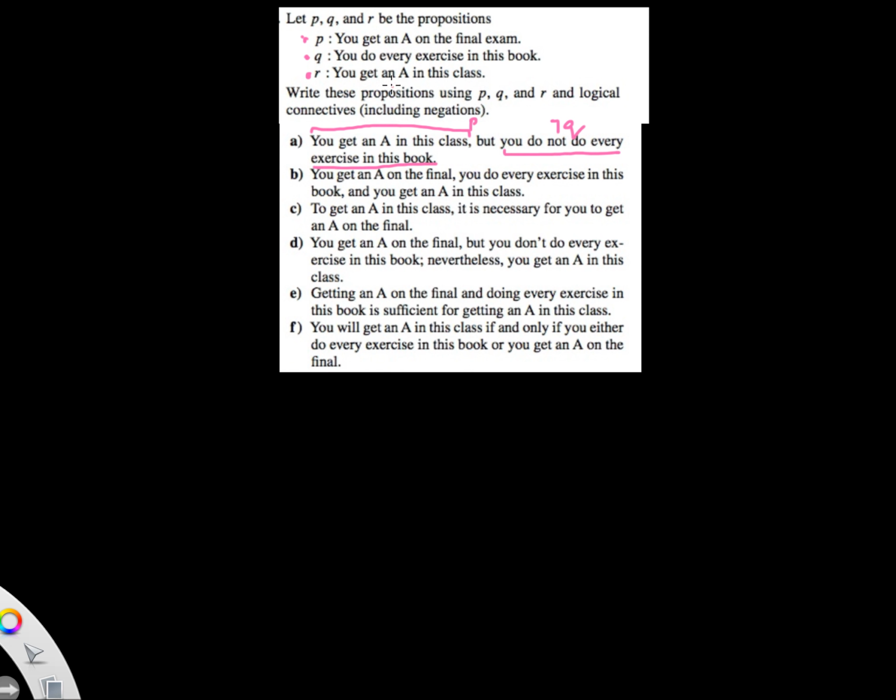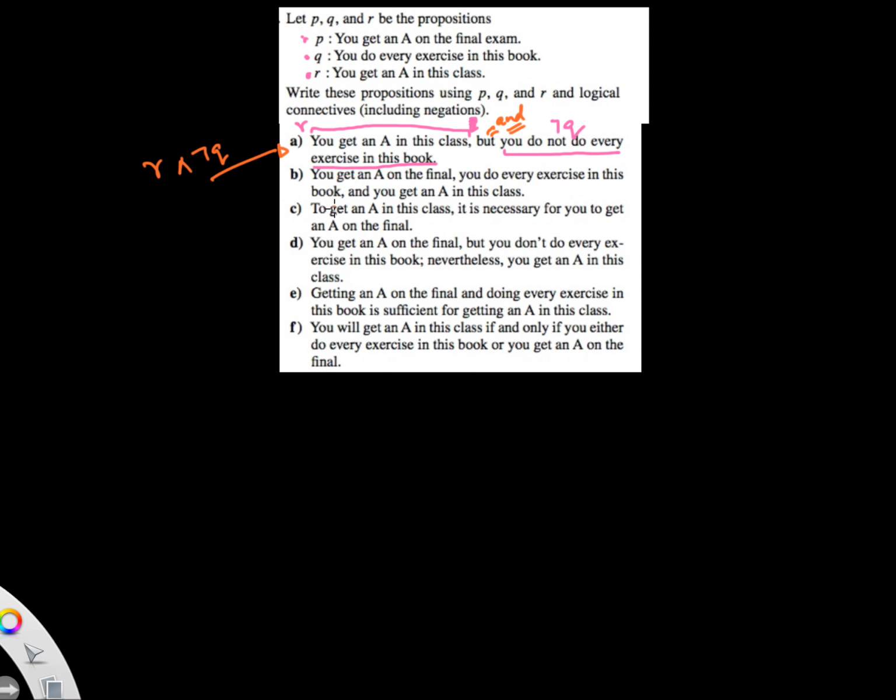You get an A in this class. Okay, there's a slight typo, that this P is actually R. So when you see the word but over here, it is also logically equal to saying and. So you can read this as you get an A in this class and you do not do every exercise in this book. So I can write A as R and not Q.